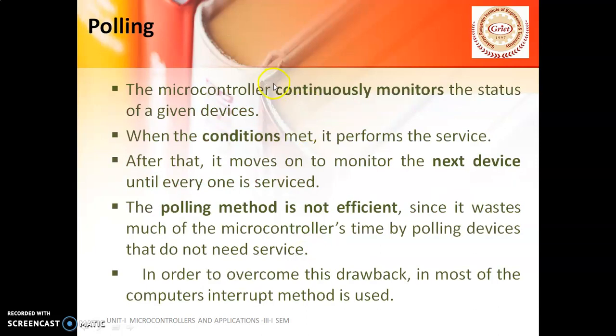Coming to the polling method, to understand it, let us take an example. We have a microcontroller, and let us assume n number of devices are connected to it. Now the microcontroller has to continuously monitor the status of all the devices. First it checks the status of device 1. If device 1 doesn't require any microcontroller service, it moves on to the next device and checks device 2. Even if device 2 doesn't require service, it goes on to device 3. Likewise, it checks n number of devices.